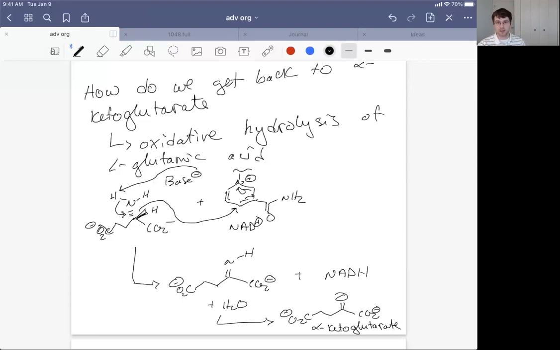The next reaction, we'll look at the urea cycle, continue to kind of break down these amino acids before we build them up.